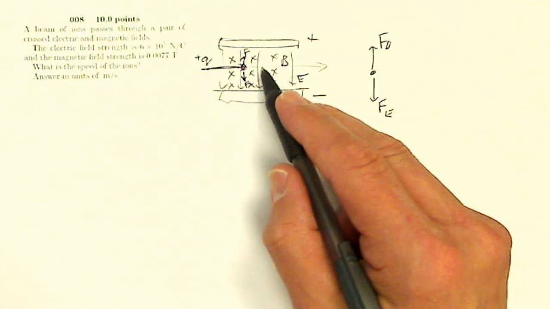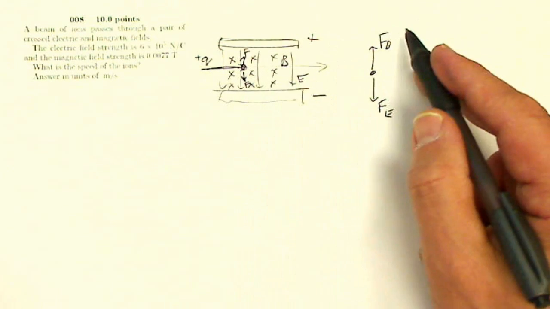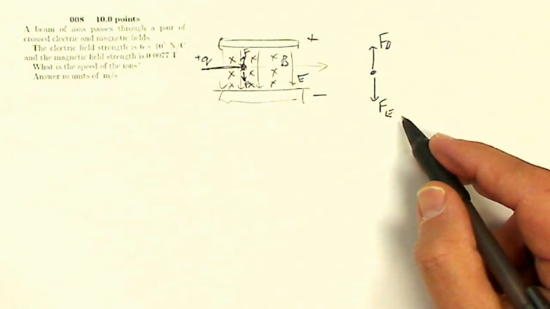So I've got to be perpendicular to the B field to feel a force, and then I've just got to be in the E field to feel a force. But my FB will equal my FE.